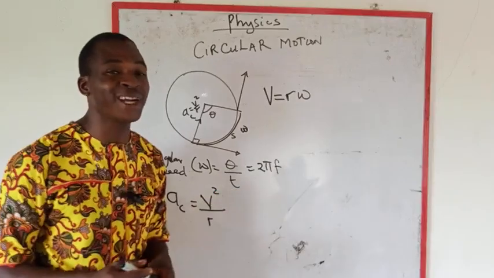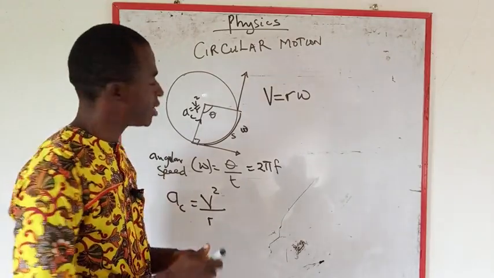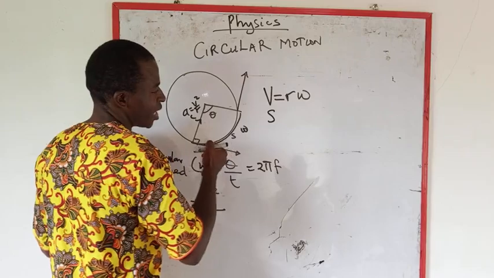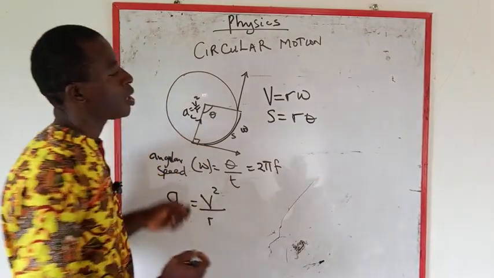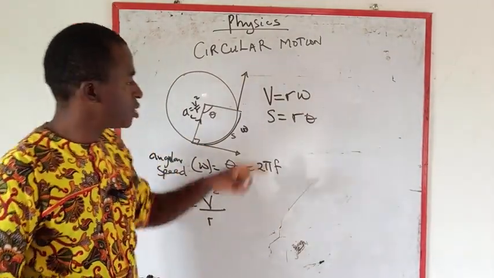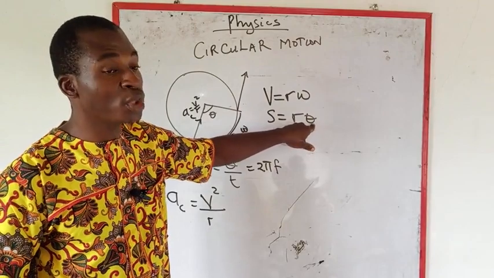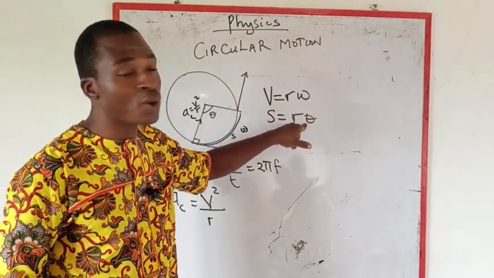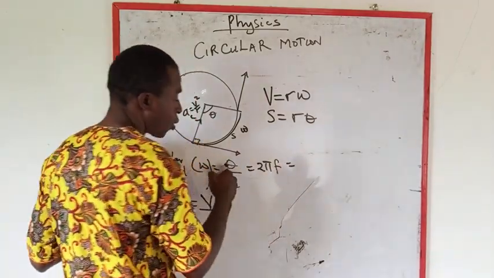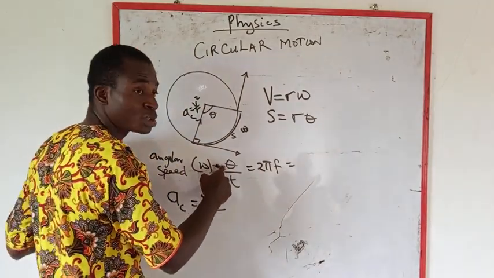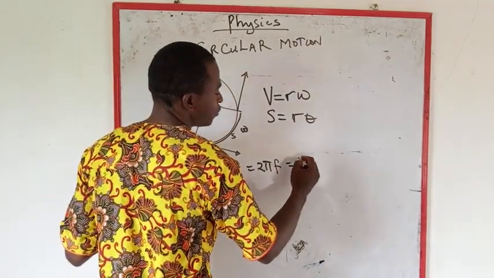In fact, we also have a formula that relates our linear distance with angular distance. That is what you are having as S, the length of an arc here, is equal to radius times the angle. You can see the relationship here: this is our linear distance, equal to radius times angular distance. But the whole thing here is that this angle is not in degrees, it's in radians. That's why we convert it to radians, not degrees.